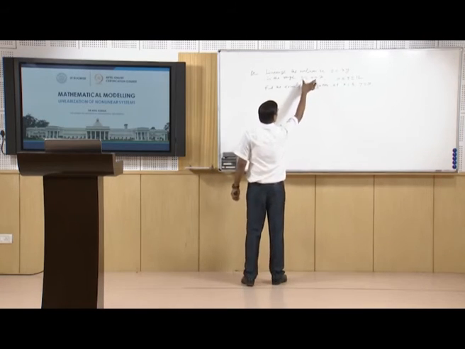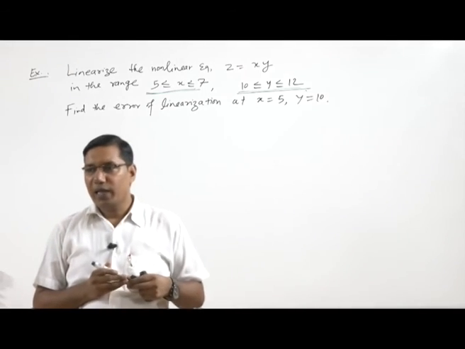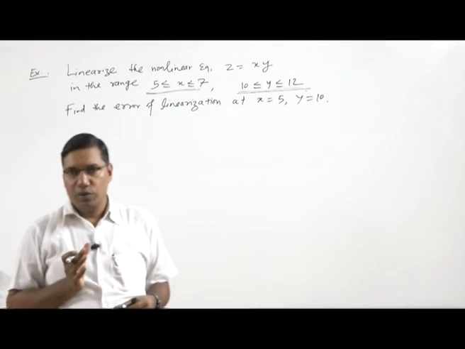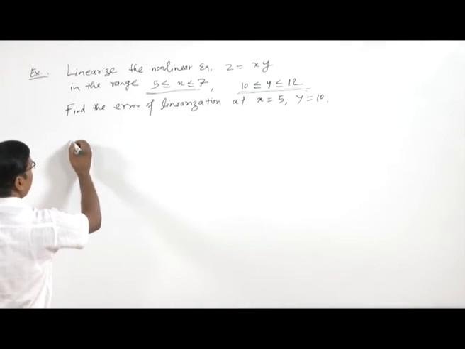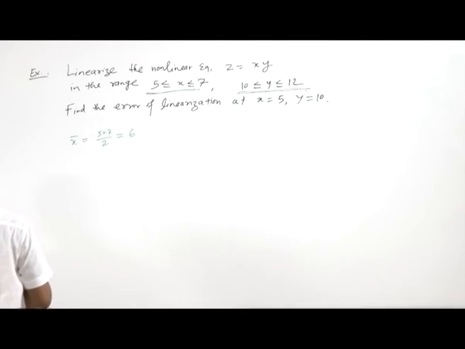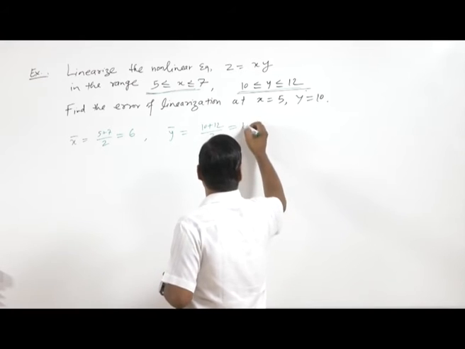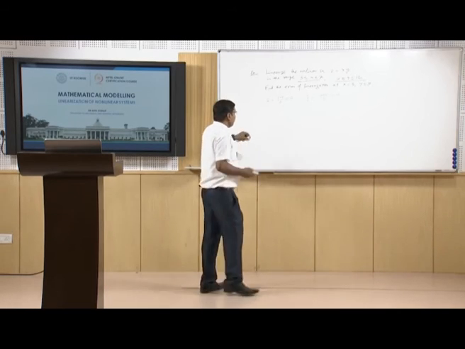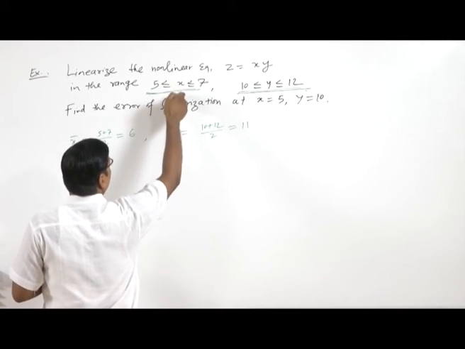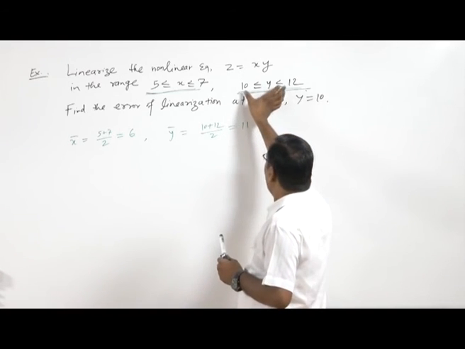So, now from this range we should find the equilibrium point. Let us take this equilibrium point as the mean of the two extreme values. So, x bar equal to (5 plus 7) by 2, that is 6, and y bar equal to (10 plus 12) by 2, that is 11. This is the equilibrium point, because 6 is the equilibrium point for x, which varies from 5 to 7, and 11 is the equilibrium point for y, with the range 10 to 12.